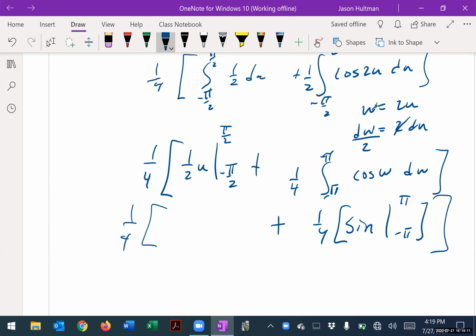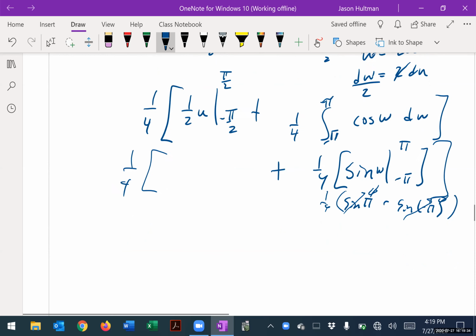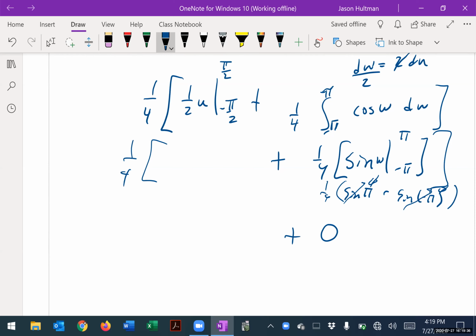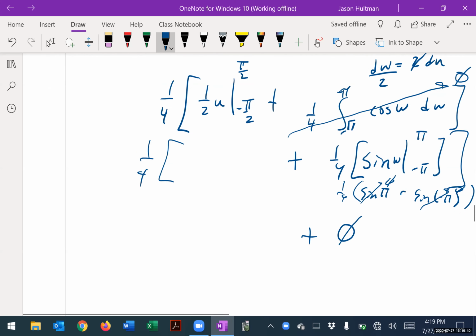Okay, but what's the sine of pi? Well, the sine of pi minus the sine of negative pi. The sine of pi and the sine of negative pi are the same thing. They're both 0. Okay, this goes to 0, and that goes to 0. And so what's 1/4 times 0? Well, that's just 0. So this is plus 0. This whole thing goes to 0. Okay, plus 0. Oh, okay, that's kind of cool.